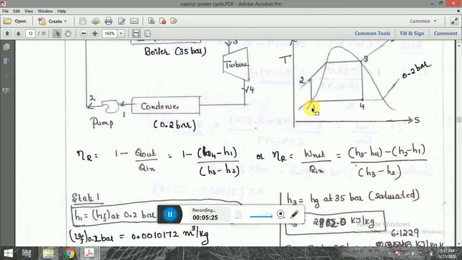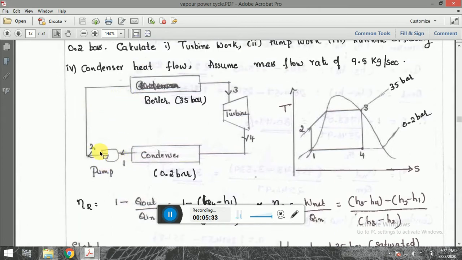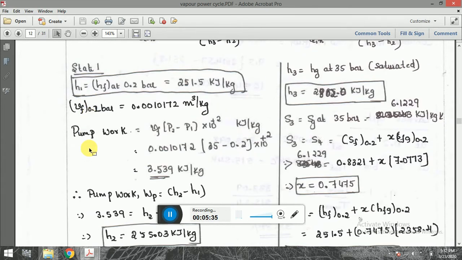Pump work is nothing but the amount of work required to pump the liquid from the condenser into the boiler, from point 1 to point number 2. So we can look here to find the work done by the pump. We have the formula Vf into (P2 minus P1) into 100. The 100 stands for unit conversion because our pressure is in bar. To convert pressure in bar to kilopascal, you multiply it by 100. Finally, it will give the unit of kilojoule per kg.